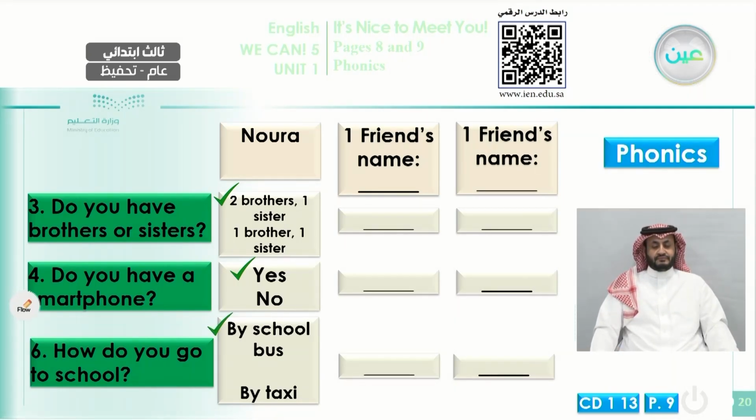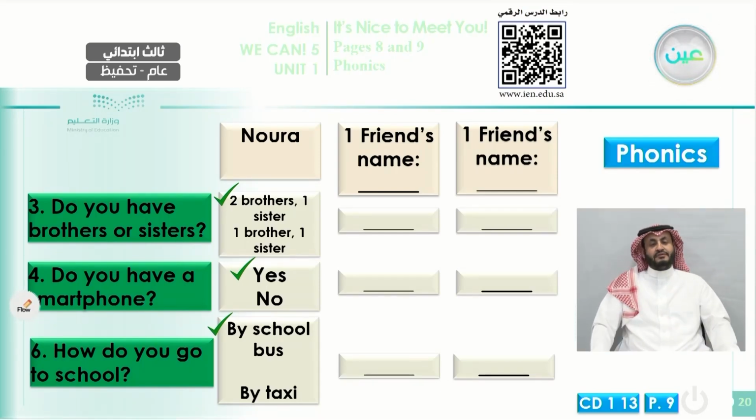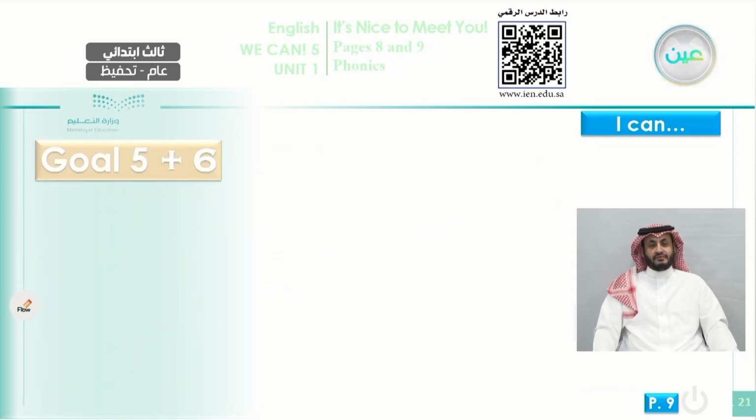Okay, so we find out some answers about some questions. She has 2 brothers and 1 sister. Also, does she have a smartphone? Yes, she says she has a smartphone. How do you go to school? When her brother asked her about the way she goes to school, she answers by school bus. So she goes to school by school bus.